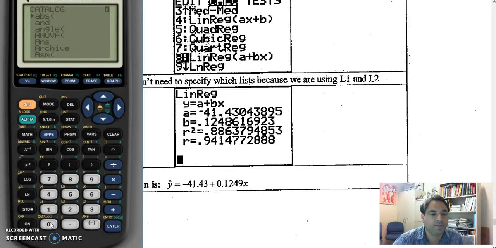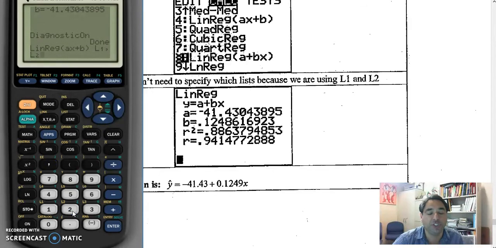We hit second 0, down, down, down, down, down. We're looking for diagnostic on, so you can hold down the down arrow till you get to diagnostic on. Put the arrow on diagnostic on, hit enter, enter again, and then when we repeat that step: stat, calculate, number 4, linear regression, list 1, comma, list 2.